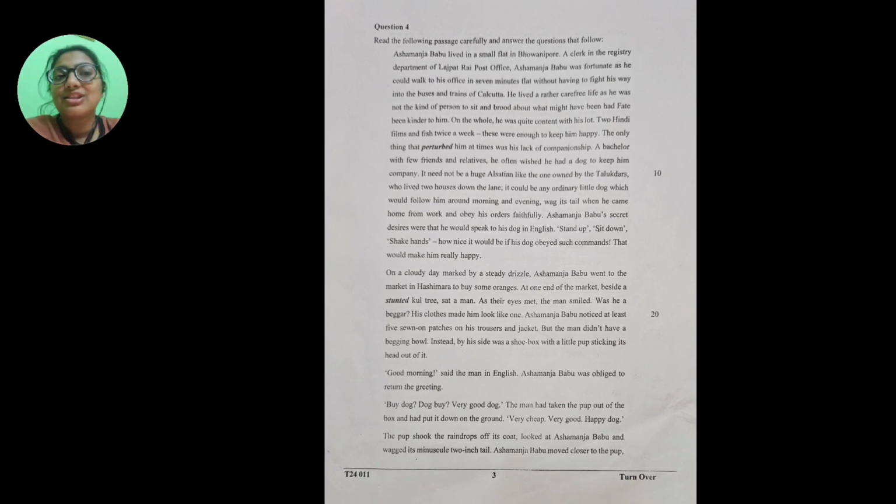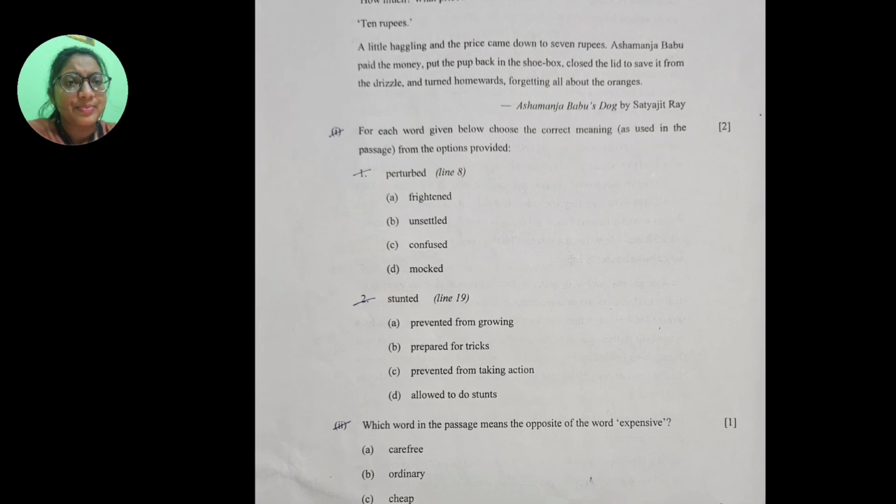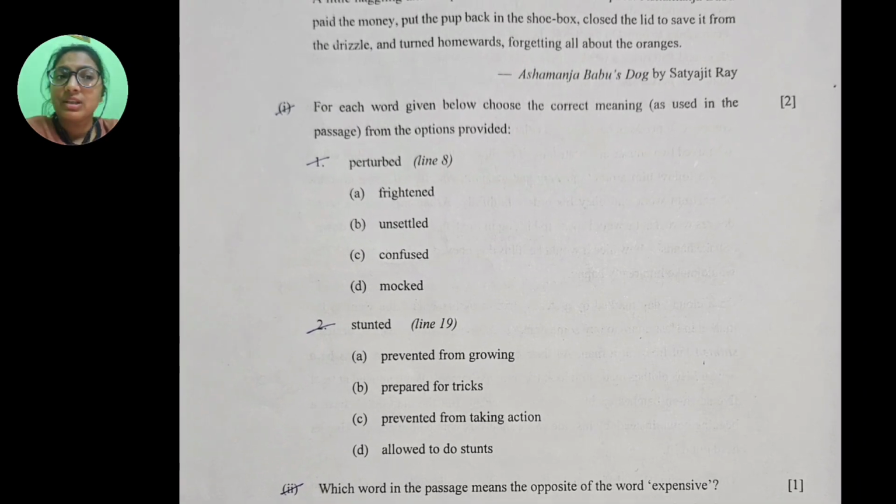This composition is an extract from Satyajit Ray's story Asha Manja Babu's Stop. So over here the first question given is, for each word given below, choose the correct meaning. So the first one over here is perturbed. For perturbed, they are given four options. A is frightened, B unsettled, C confused, and D mocked. So everyone has read the composition for your exam. So I'm not going through the composition again, but rather giving the answer.